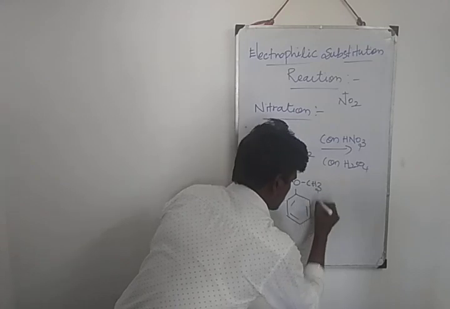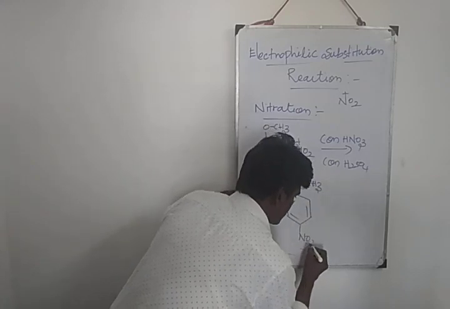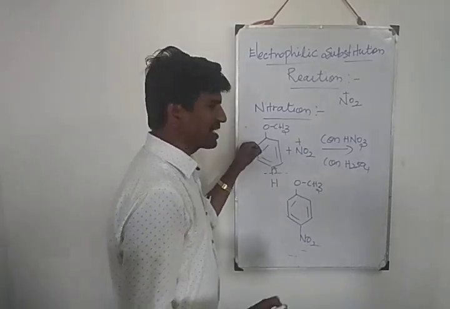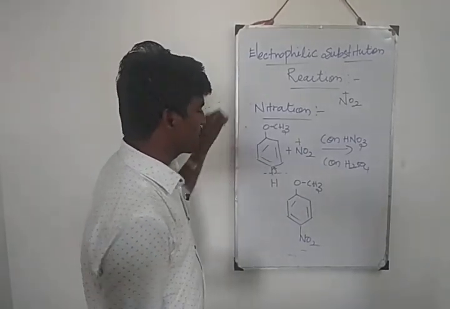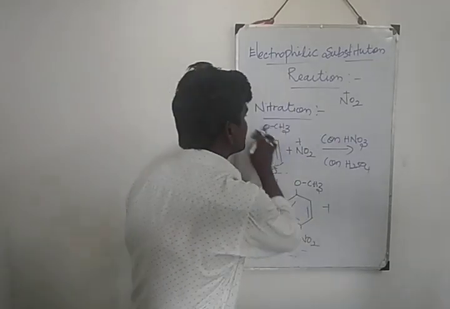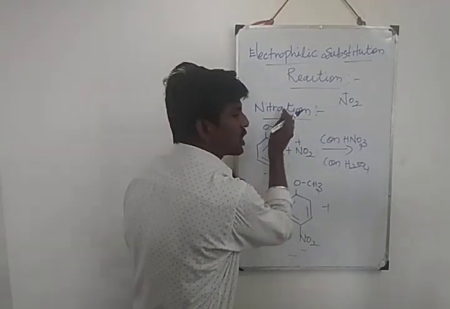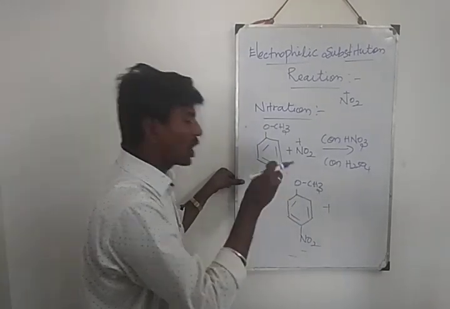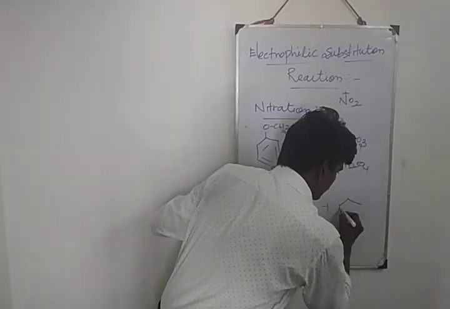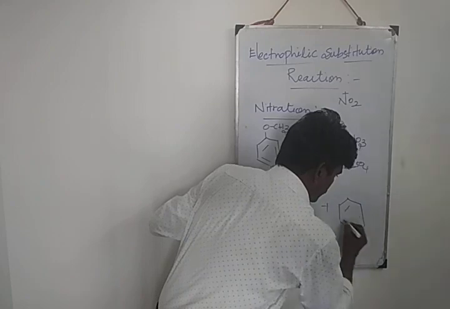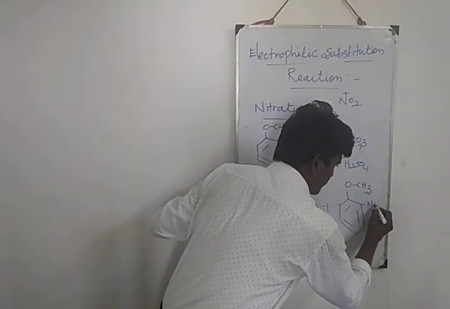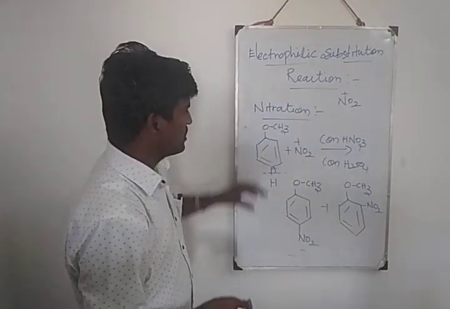OCH3 NO2, para product. Okay, para nitroanisole. The same chemical reaction takes place in the ortho position also, because the OCH3 alkoxy group is an ortho-para directing group. So the same chemical reaction takes place in the ortho position also. OCH3 NO2. Okay. Any doubt about this reaction?